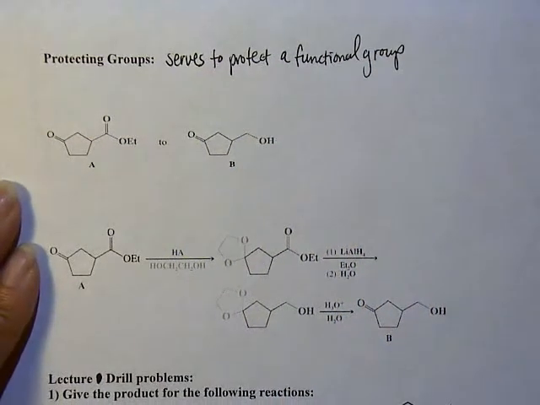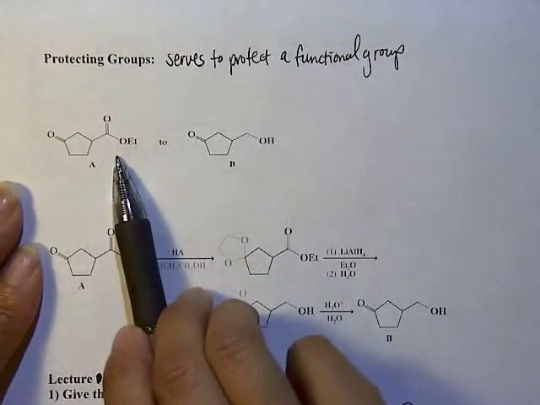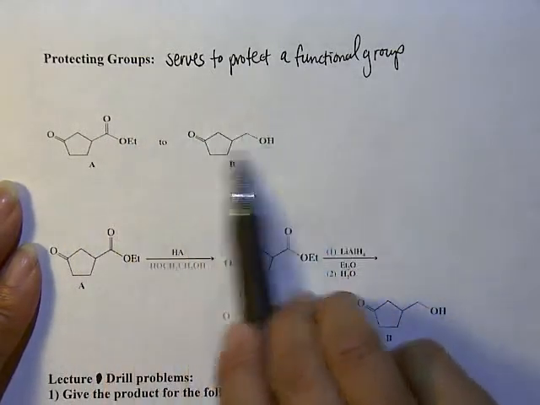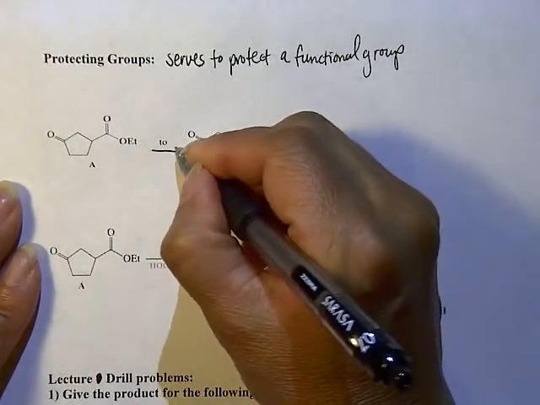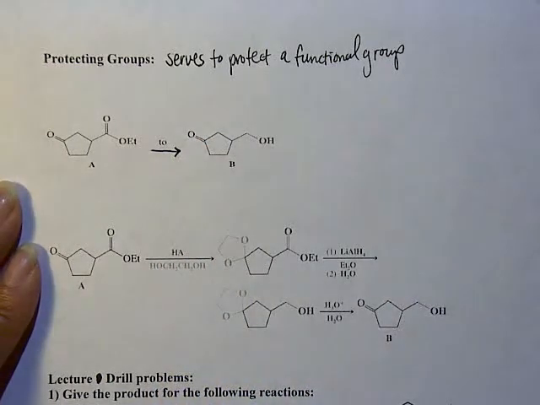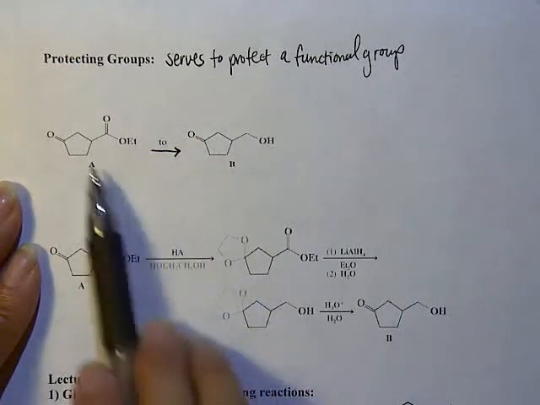All right. So this is best illustrated by looking at a reaction. I have this as a starting material, and I want to make this. So I want to go from A to B. All right. So look at the transformation.